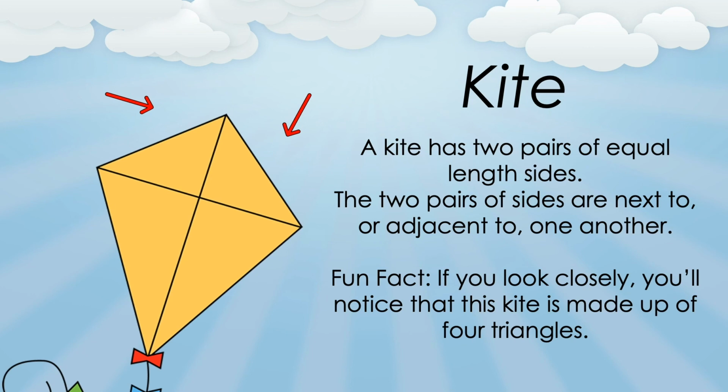Tell me, how many vertices does this kite have? Great! A kite has 4 vertices. 1, 2, 3, 4.